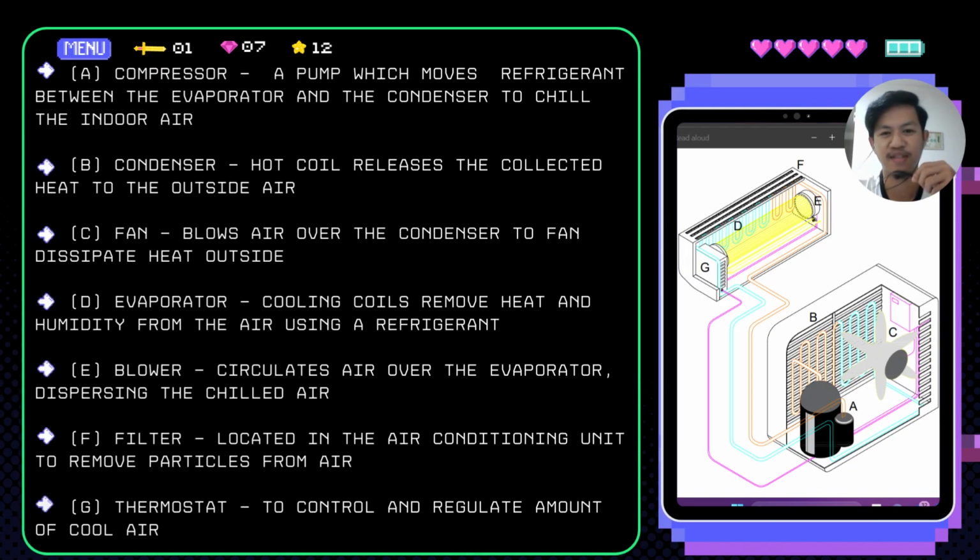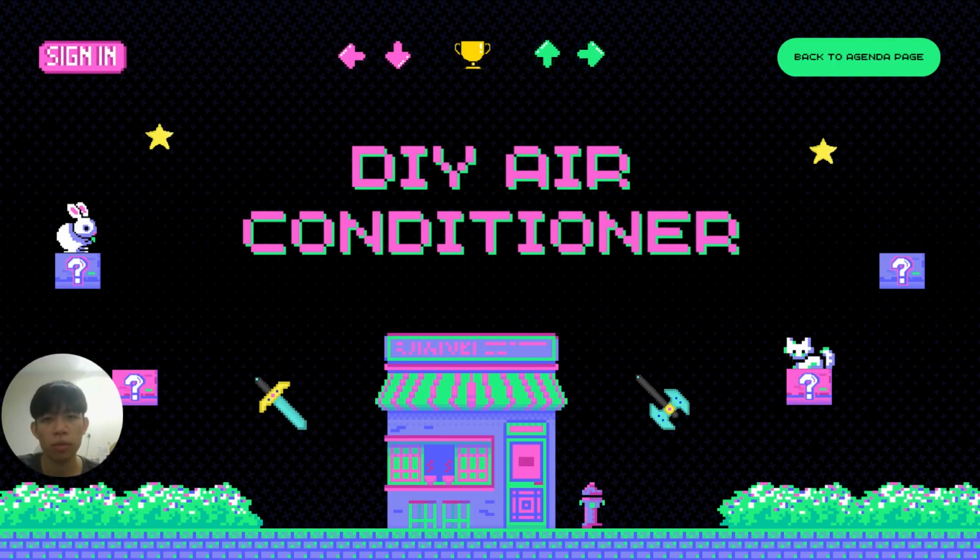For our common air conditioner, it is basically just a revision of what we have learned before. It consists of compressor, condenser, evaporator. The compressor, as we have learned, is where the work in is all about. Then we have the condenser, which is to release the heat outside. We have a fan to increase the efficiency for the condenser to dissipate heat outside. We have the evaporator, and then we also have blower, filter, and thermostat to control or regulate the amount of cool air. So I'm going to present the details of the DIY air conditioner.